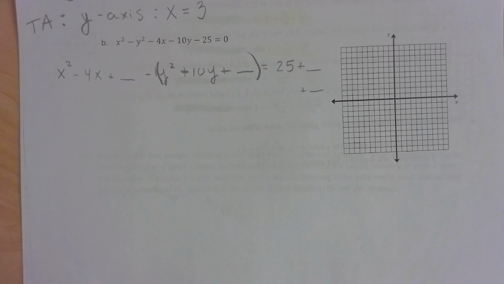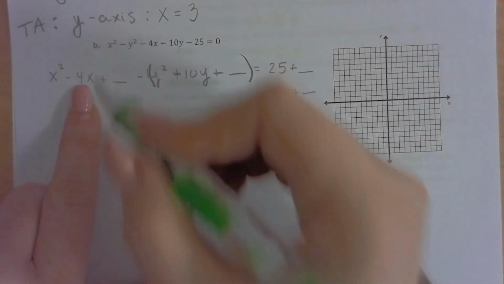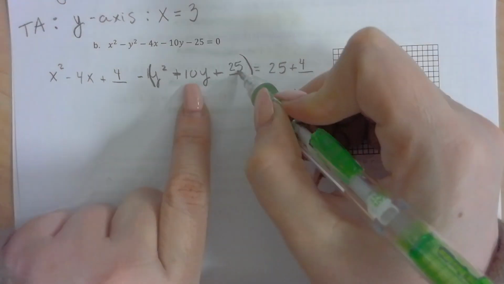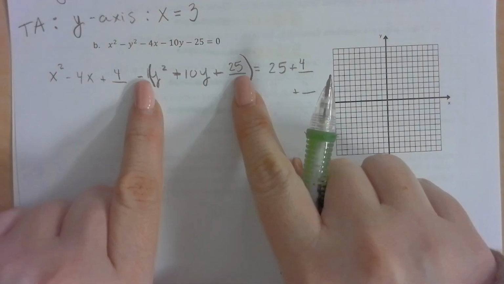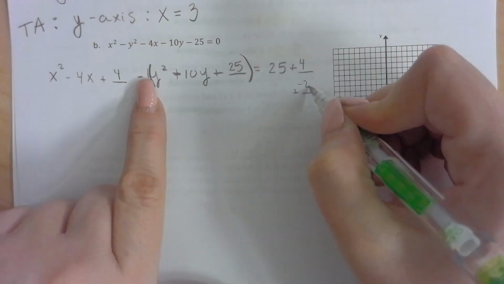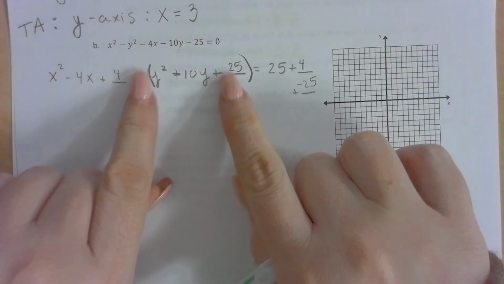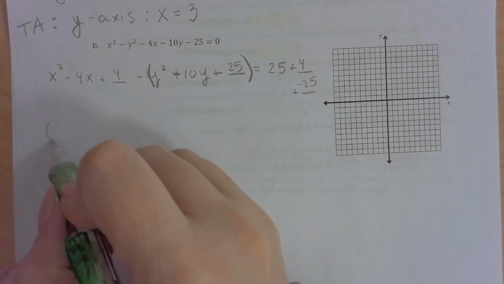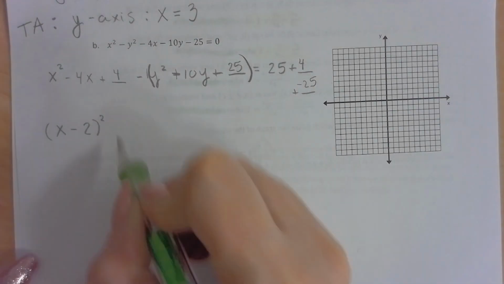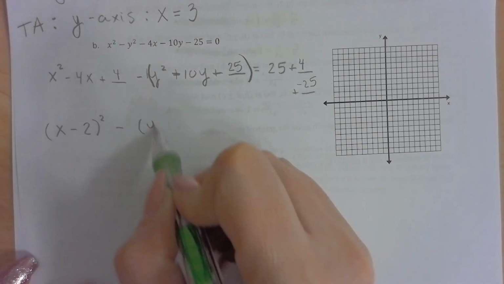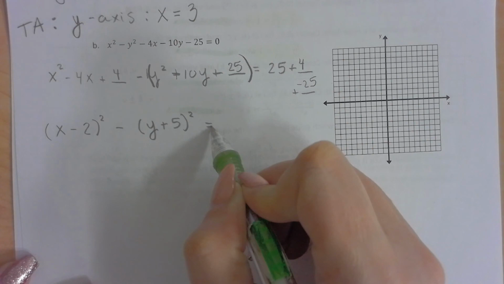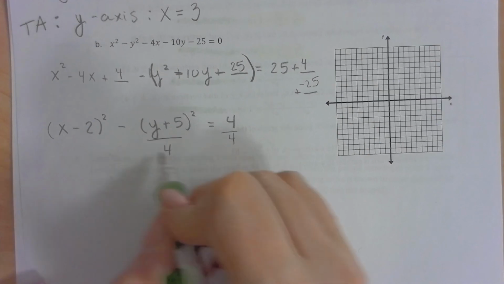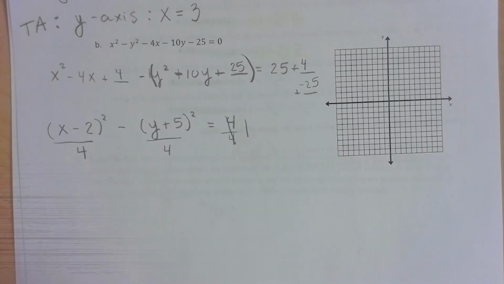Half of 4 squared is 4. Half of 10 squared is 25. But this is technically a negative 1, so negative 1 times 25 is negative 25. Okay, so please make sure you're multiplying there, just like we did with ellipses. It's just that it's a negative instead of a 4, let's say. So this becomes x minus 2 squared minus y plus 5 squared equals 4. Then we're going to divide everything by 4. There's no simplifying that needs to be done, so now we are set up to finish the problem.